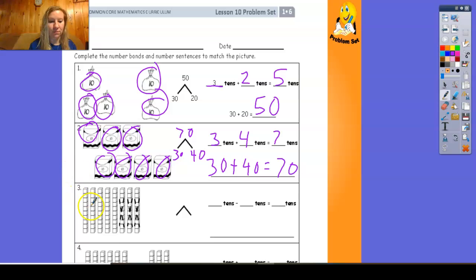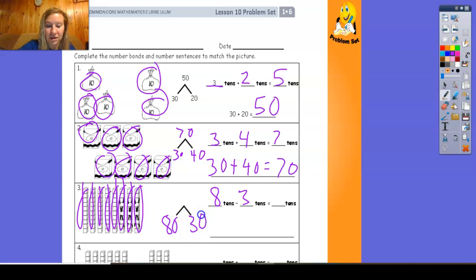Okay, problem number 3. We're going to circle our groups of 10 here. Okay, we're going to count our tens. 1, 2, 3, 4, 5, 6, 7, 8. 8 tens, and they crossed out, if you look here, 3 tens. These 3 have X's on them, so they're taking away 3 tens. So we're going to say 80, or 8 tens, and 30, or 3 tens.